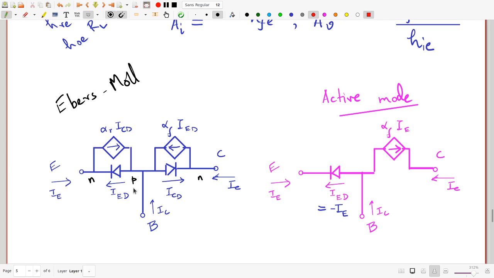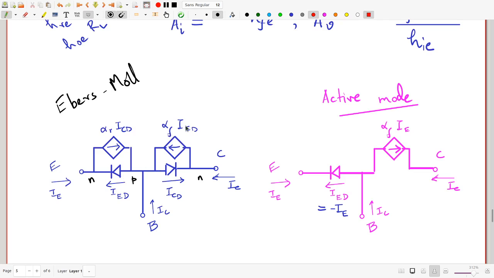And the difference between just having a pair of back-to-back diodes is that once the current, either the electron or the hole current, enters into the base, it is swept into the other side, and that's why you have this alpha R ICD pulled. Whatever ICD you have is pulled to this side, and whatever IED you have is pulled to this side, alpha F IED.